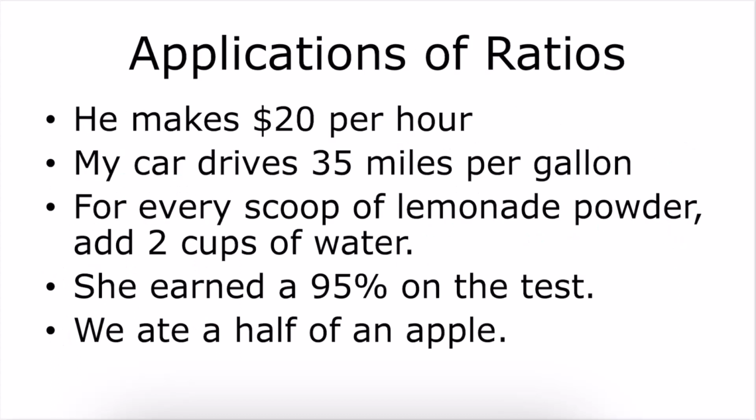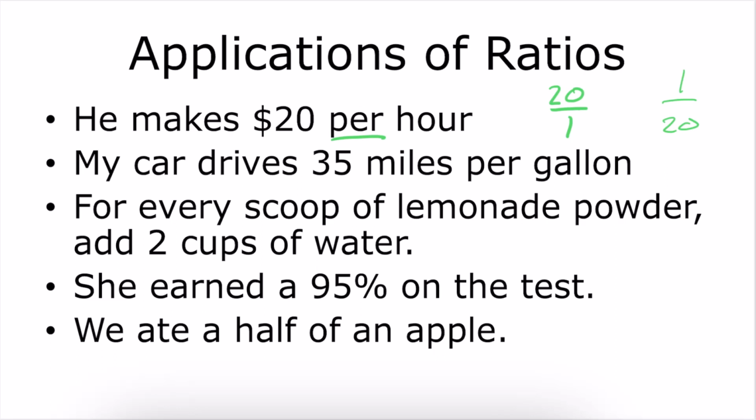Some of the applications of ratios are things like the amount of money you make per hour. The word per means for every. So if you make $20 per hour, that just means that the ratio of money you make to the amount of time you work is 20/1, because for every $20 you make, you worked 1 hour. Or you could also express it as the ratio of hours you work to the amount of money you make as being 1/20. So it really depends on which ratio you're describing.